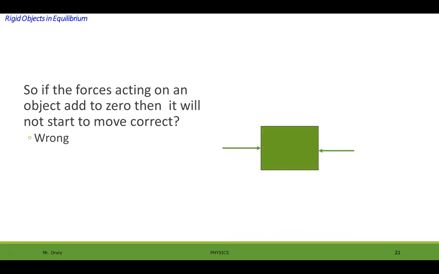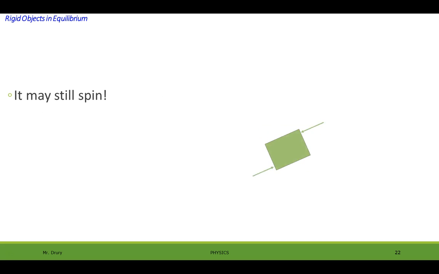So here we have net forces acting on this. They're equal magnitude pushed on each end of the object. The object won't move. But how about if we do that? What will happen? It will spin.